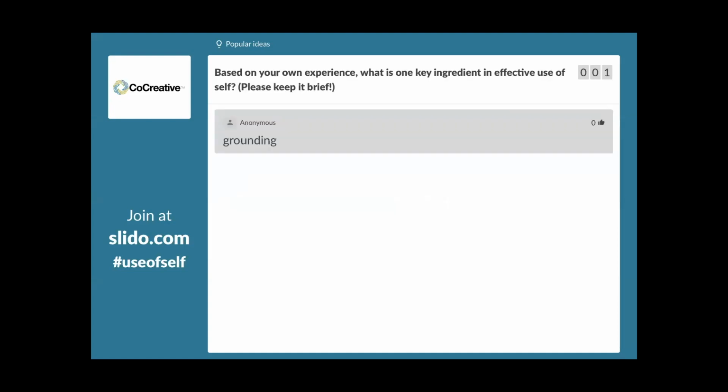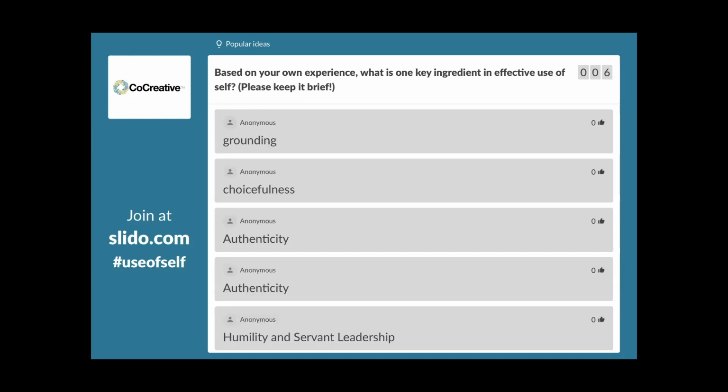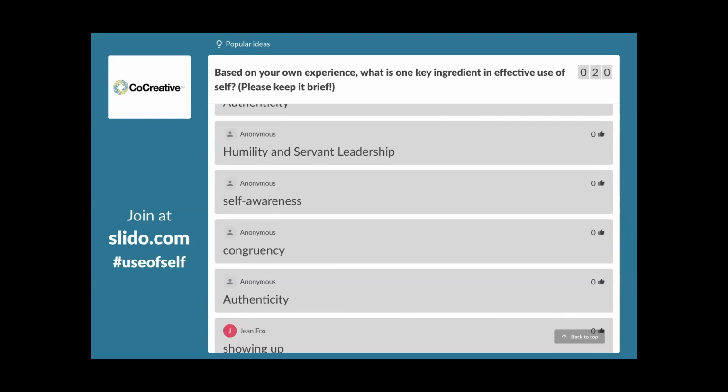The idea is, what do you bring to the table? Where's your understanding? Before we really get into describing it from our perspectives and sharing, in essence, grounding. So from your own experiences, what are some key ingredients? Humility and servant leadership, authenticity. And you can upvote items that resonate for you, or you can add new ones to the list. What are the ingredients that you think of that are effective?